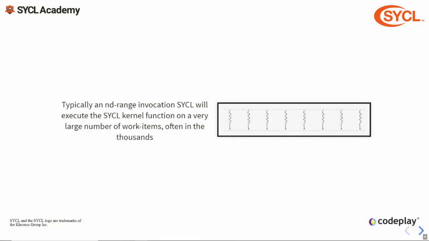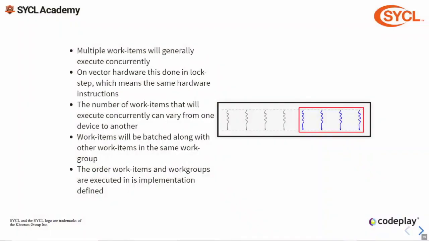Typically, an ND range will be invoked over a very large number of work items. This can often be in the thousands. Multiple work items in an ND range will generally execute concurrently at any one time, and on vector hardware such as SIMD CPUs and GPUs, this is often in lockstep, which means single instructions spread across a number of work items. The number of work items that execute concurrently will vary from one device to another, and this can also vary depending on the resources used by each work item for the particular kernel.